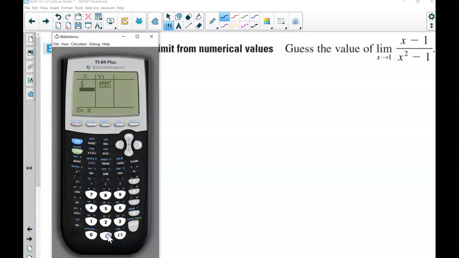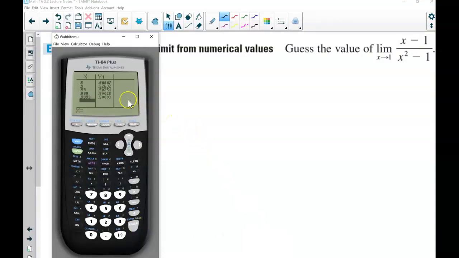Okay, if we put in 0.99, it gives us 0.50251. If we put in 0.999, it gives us 0.50025. If we put in 0.9999, then it gives us 0.5003.